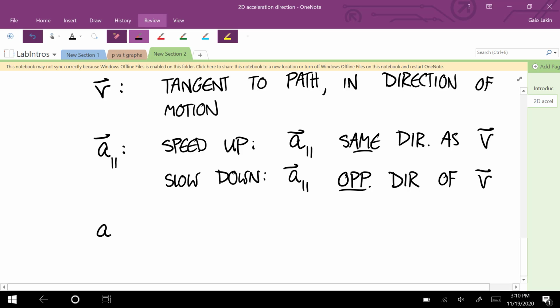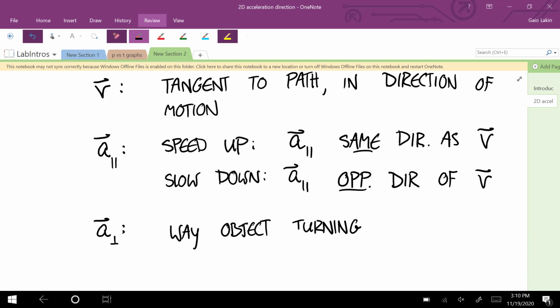So now we also have to think about this part of the acceleration, if we're in 2D, that's perpendicular to the velocity vector. And so the direction of the part of the acceleration perpendicular to the velocity is the way that the object is turning. One way you can think about that is if the object wasn't turning at all, its path would stay exactly along the velocity vector. So whichever side of the velocity vector the path lies on, that's the direction that the object is turning.